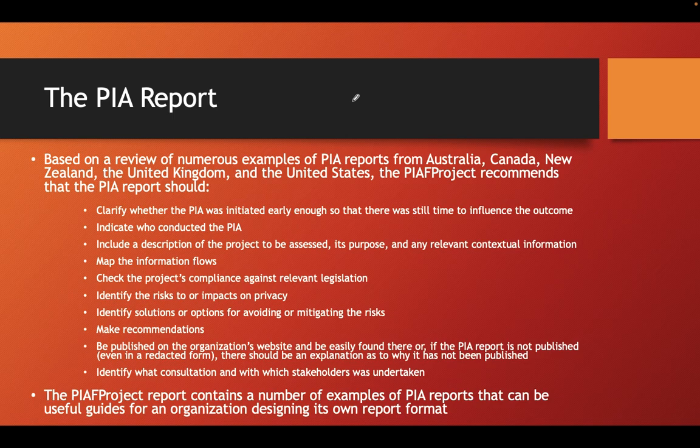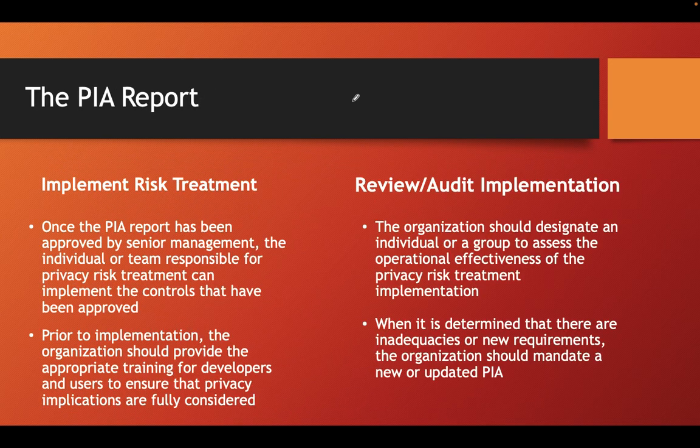Then number six is to identify the risk to or impact on privacy. Number seven is to identify the solutions or options for avoiding or mitigating the risk. Number eight is to make recommendations on what should be done. And number nine is to be published. You have to publish your report so that others can learn from this. Okay, so that's for the PIA report.